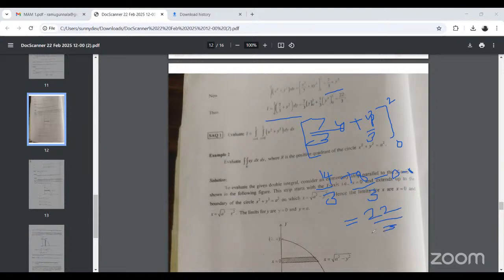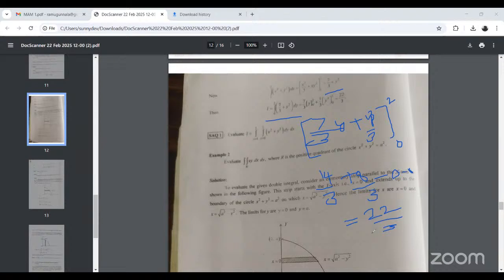14 by 3 plus 8 by 3, so that becomes 22 by 3. Okay, understood? This problem is very important from the examination point of view. 14 by 3 plus 8 by 3, that is 20 by 3. Especially in the examination, the example problems are very important.